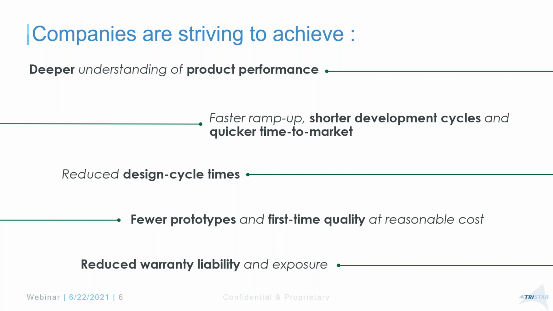They want to have fewer prototypes and first-time quality at reasonable cost, thereby reducing warranty, liability, and exposure, right? So this is kind of what we're all trying to achieve working for a product development company, obviously. But before we show you the product, I want to take a quick look at the typical product development process and where we might be able to make a genuine improvement, right?